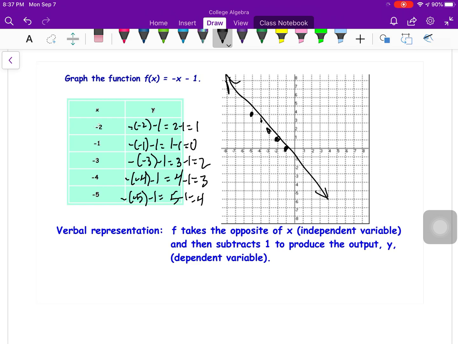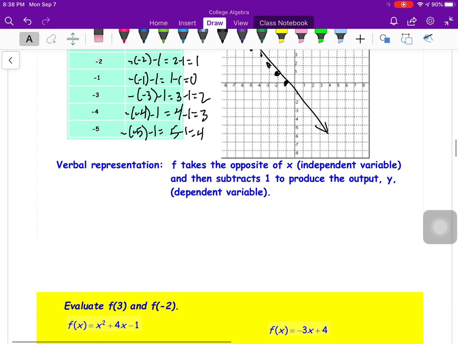Now, not everyone would say that interpretation the same way. I would have some people say the function f takes the opposite of x and subtracts 1 to get the y value. Others would say the function f takes the negative of x, subtracts 1 to get the y's. All are correct. You just need to be very descriptive in your verbal representations.